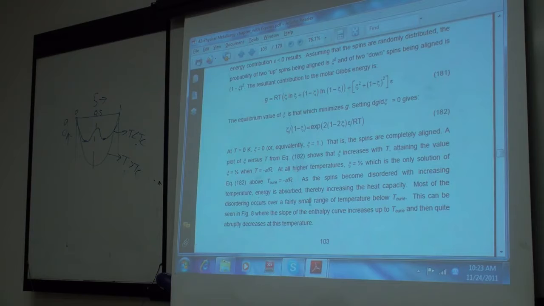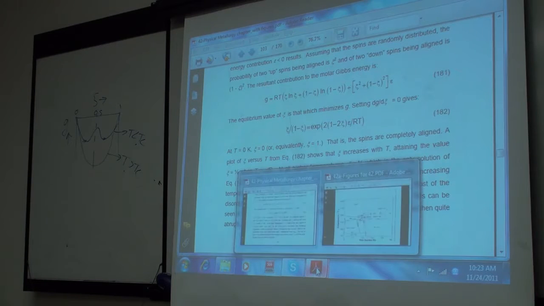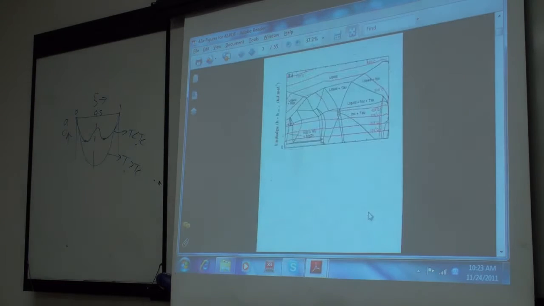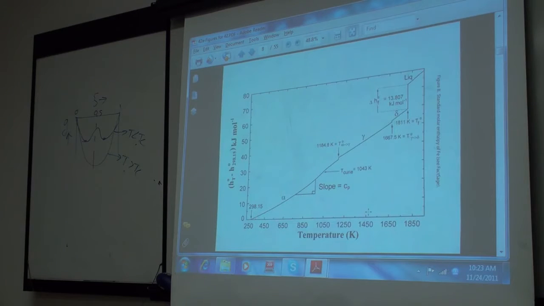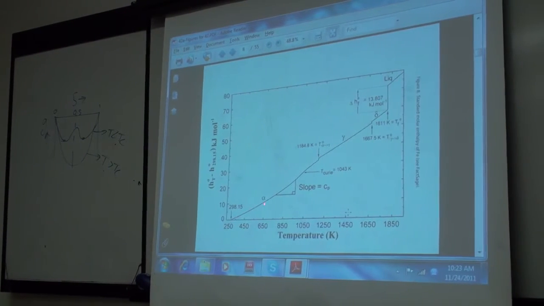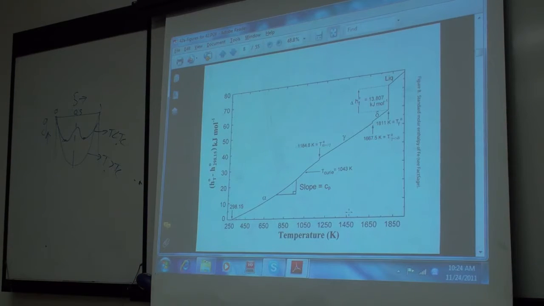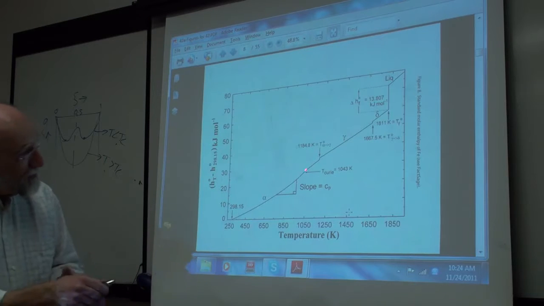Most of the disordering occurs over a fairly small range of temperature, just below T Curie. And in figure 8, I actually show the enthalpy-temperature curve for iron. Okay, so down here you're heating up iron. This is ferromagnetic down here. And you see, for this region here, the spins are almost all aligned. Okay, they don't start to become misaligned until a few degrees below T Curie. Kind of hard to see on this scale, but this is the Curie temperature here.